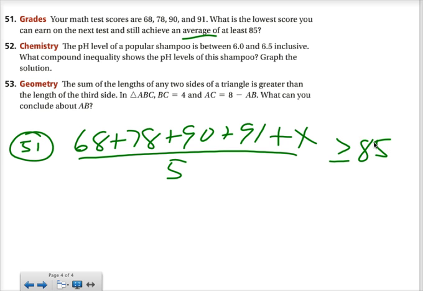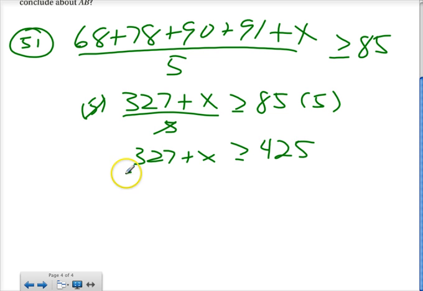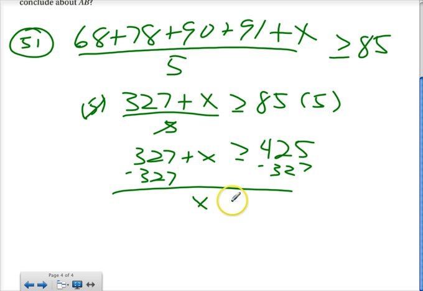And you, of course, just combine your like terms on the top there, add all your constants together. 327 plus x over 5 is greater than or equal to 85. And then you multiply both sides by 5, because the 5s are going to cancel out right here. And we'll have 327 plus x is greater than or equal to 85 times 5 is 425. Subtract 327, and we have x greater than or equal to 98. So you'd have to score at least a 98 on your next test in order for that to happen.